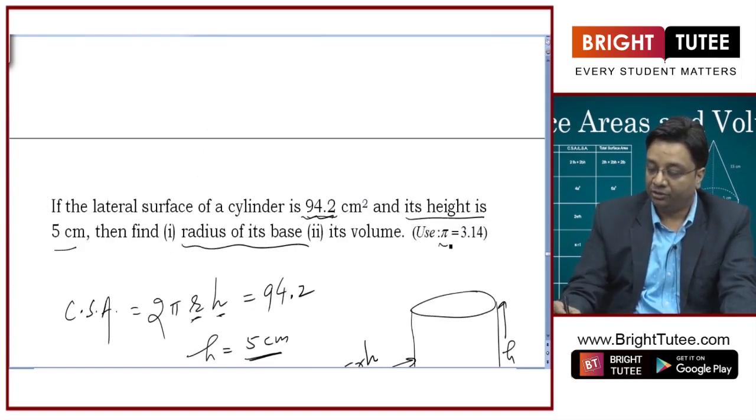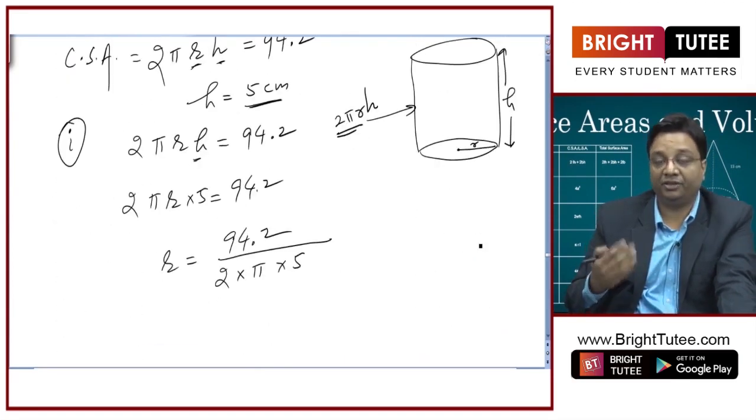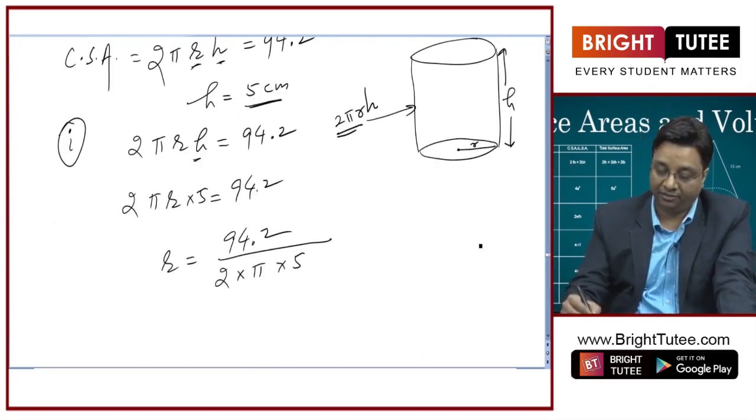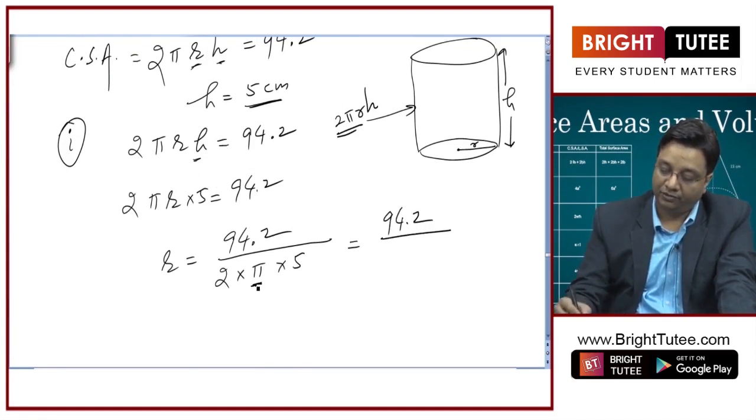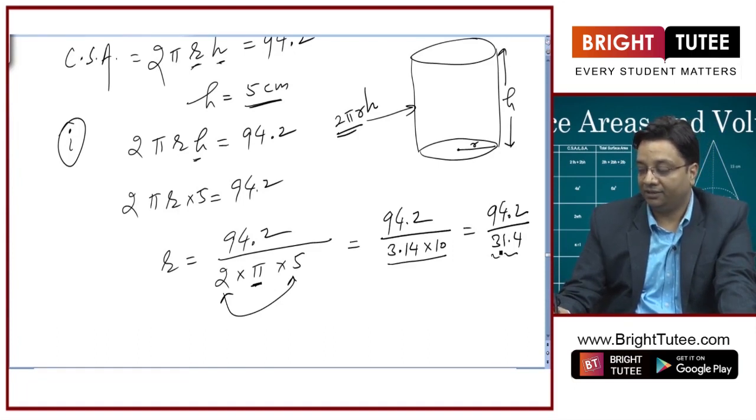Now we need to use pi as 3.14 in this question, because it will make the calculations a little simpler. 94.2 divided by 3.14 into 2 into 5, and 2 into 5 is 10. So 3.14 into 10. Now you can see the calculations have become very easy. This is 31.4, and you can imagine that 31.4 multiplied by 3 will give you 94.2.